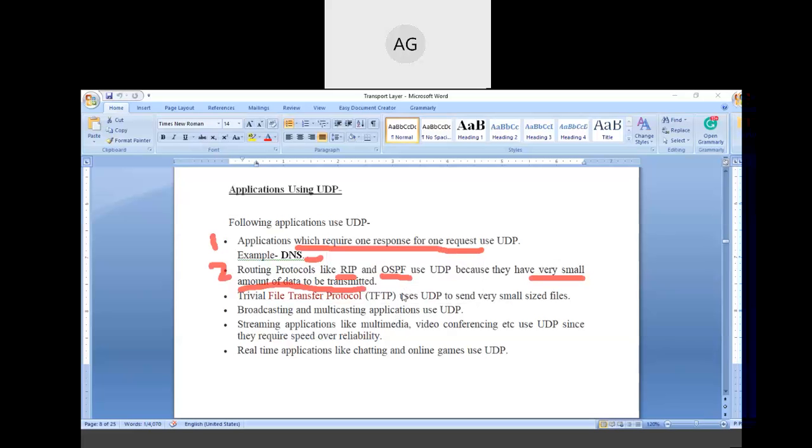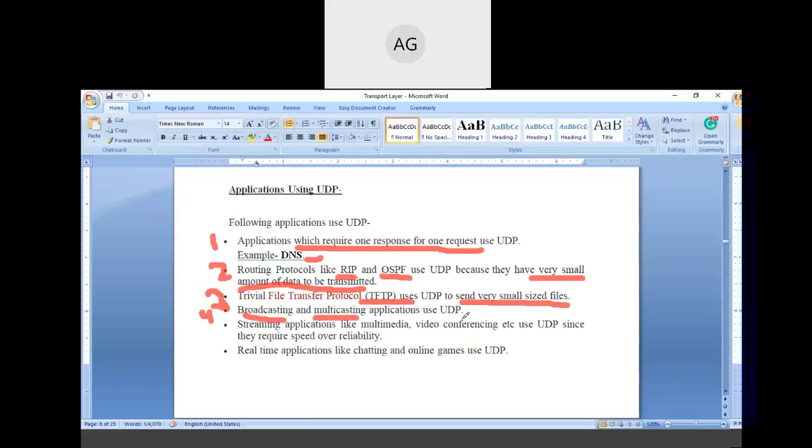Only 5 minutes are remaining, so we are wrapping up fast. The third point is Trivial File Transfer Protocol, abbreviated as TFTP, which uses UDP to send very small files. The fourth application is broadcasting and multicasting applications, which use UDP.